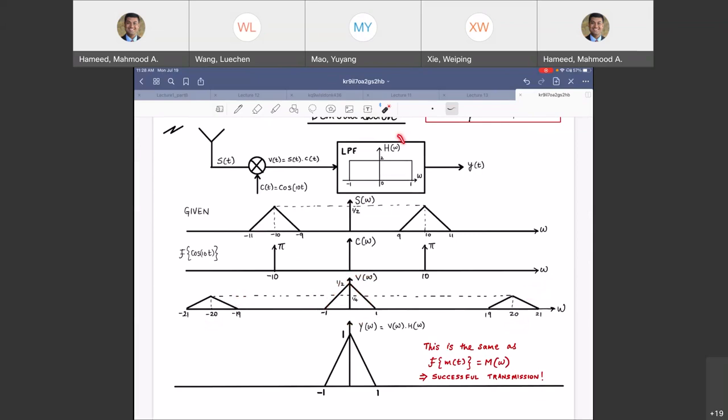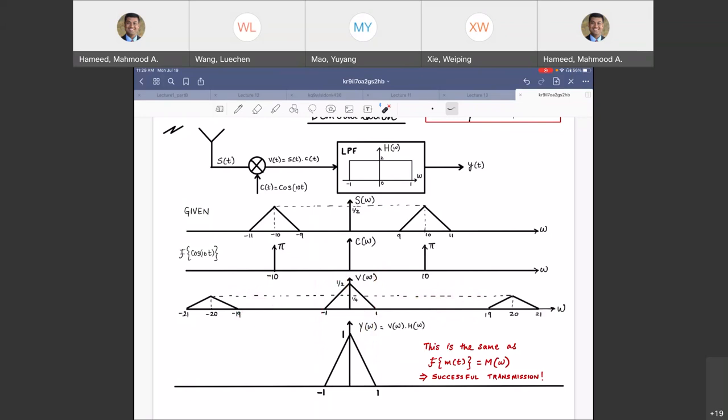Now, when you have this low pass filter, which lets frequencies between negative 1 and 1 radians per second go through with an amplitude of 2, you see this amplitude of 2. So, because of that 2, this half becomes a 1. And then you are letting the message go through. So, you are essentially chopping everything out here and out here. You are removing that. You're just allowing this to go through. This is exactly matching your message, which means that this is successful transmission. So questions about this example?